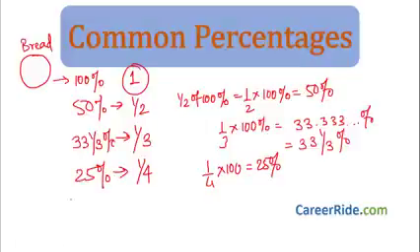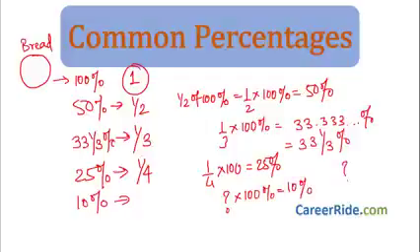So if someone wants 10% of the bread, how much will you give? The entire bread is 100%. Out of that, the person wants 10%. So let us see how much we will get. We need a fraction multiplied by 100% equal to 10%. So this fraction would be 1 upon 10.